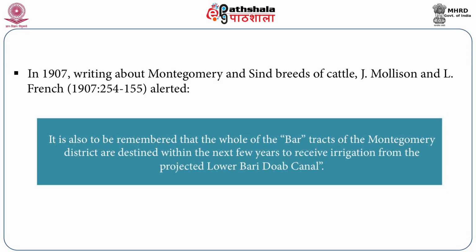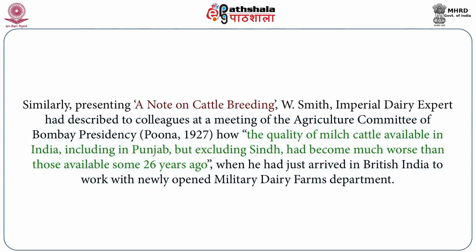It is also to be remembered that the whole of the Bar tracts of the Montgomery districts are destined within the next few years to receive irrigation from the projected Lower Bari Doab Canal." Unquote. Similarly, presenting a note on cattle breeding, W. Smith, an imperial dairy expert, had described to colleagues at a meeting of the Agriculture Committee of Bombay Presidency at Pune in 1927 how the quality of milch cattle available in India, including in Punjab but excluding Sindh, had become much worse than those available some 26 years ago, when he had just arrived in British India to work with the newly opened military dairy farms department. Amongst several reasons that Smith highlights in that note was the spread of irrigation canals.